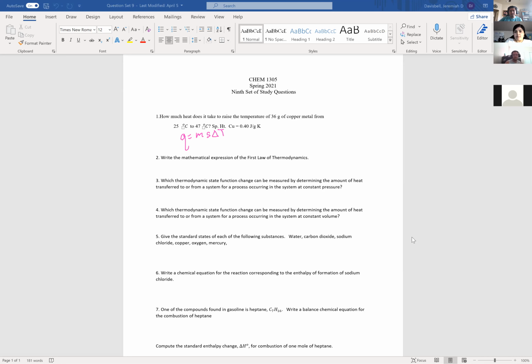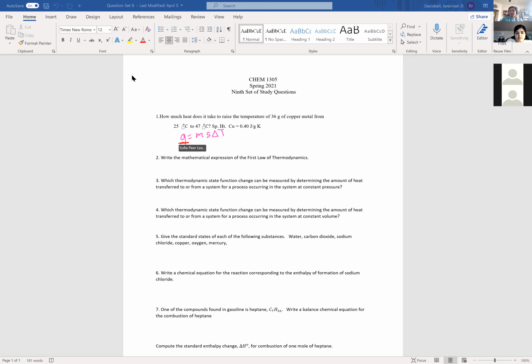So, what are we looking for? What variable are we missing from the information that we're given? The Q, right? So we're missing Q, but we have mass. What do we have for mass? The 36 grams. And then our specific heat? 0.40 joules over grams times Kelvin, right? And then our delta T is going to be final temperature minus initial temperature, right?